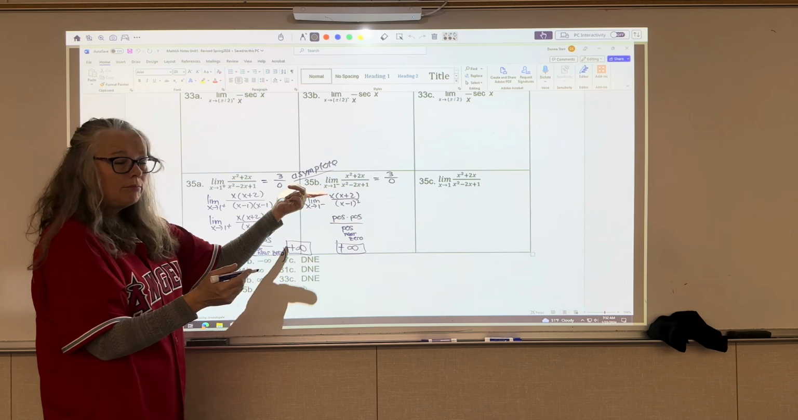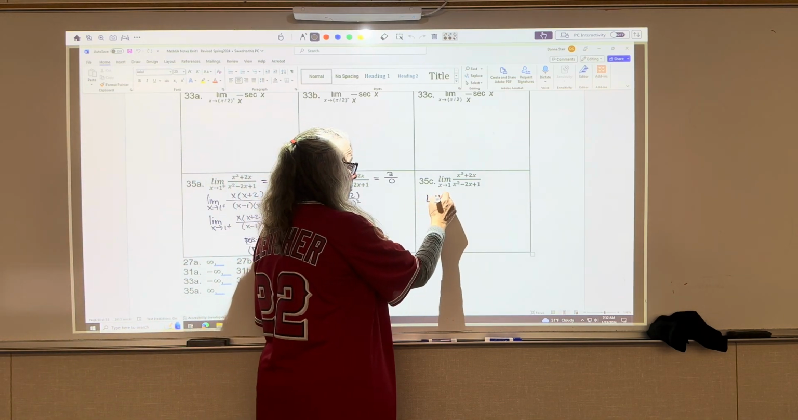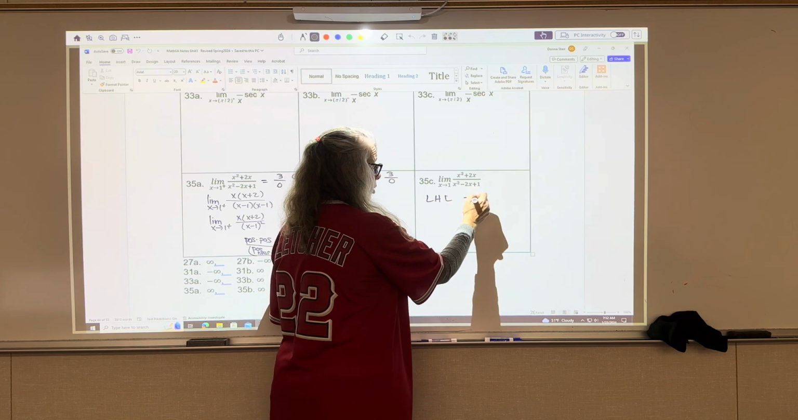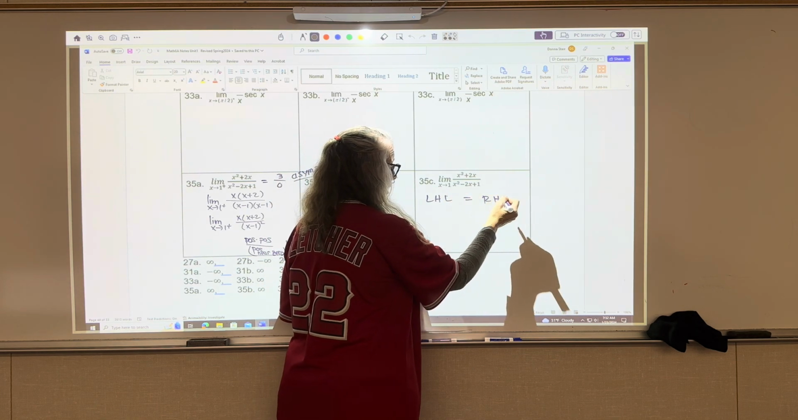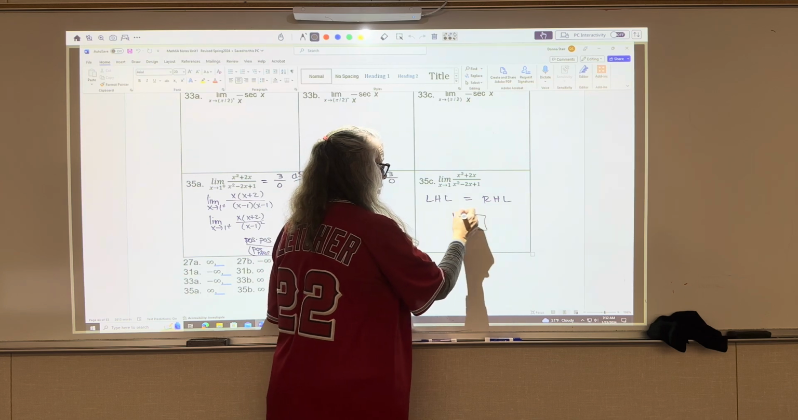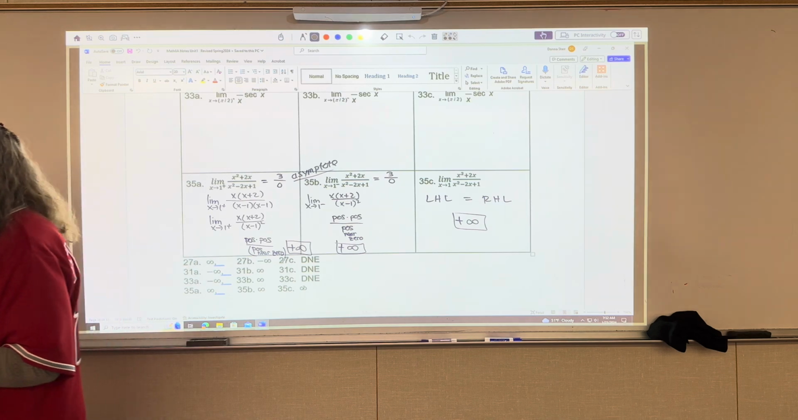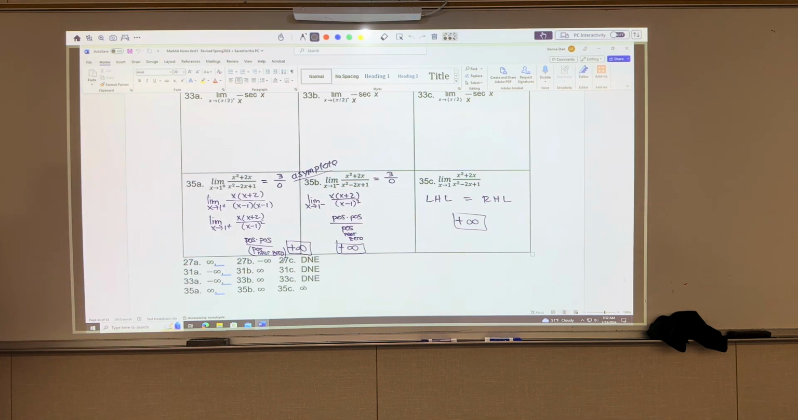And then when they ask us about c, because the left-hand limit is equal to the right-hand limit, they're the same with one another, we can say that the answer here, it's approaching positive infinity from both sides. And so, anyway, that's kind of our story on those.